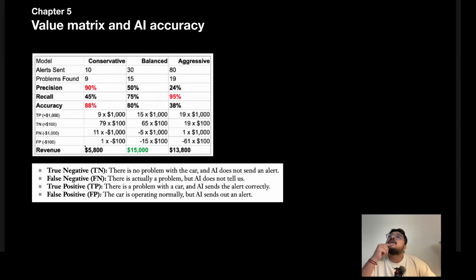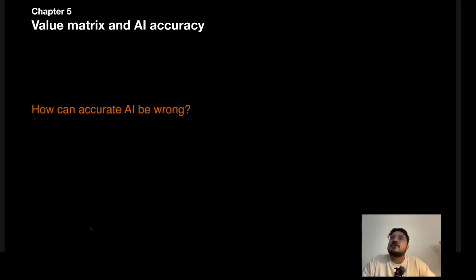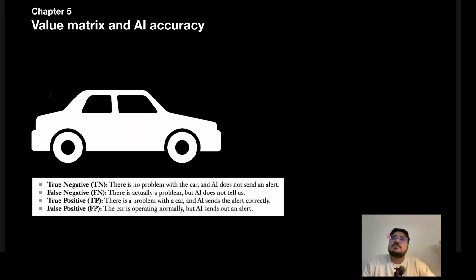Now this could be the case in the real world as well, where there are true negatives, false negatives, true positives, and false positives for any AI. What are false and true negatives? Let's understand that with one example. But now you are thinking, how can an accurate AI be wrong? How is this possible?